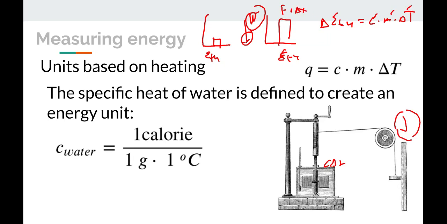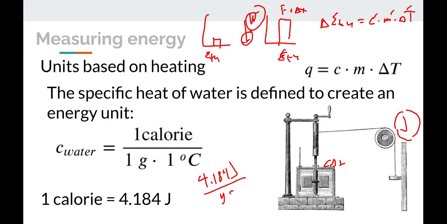So what they found out was that 1 calorie is the equivalent of 4.184 joules. So the specific heat capacity of water then is 4.184 joules per gram per degree C, because a calorie and 4.184 joules are the same amount of energy.